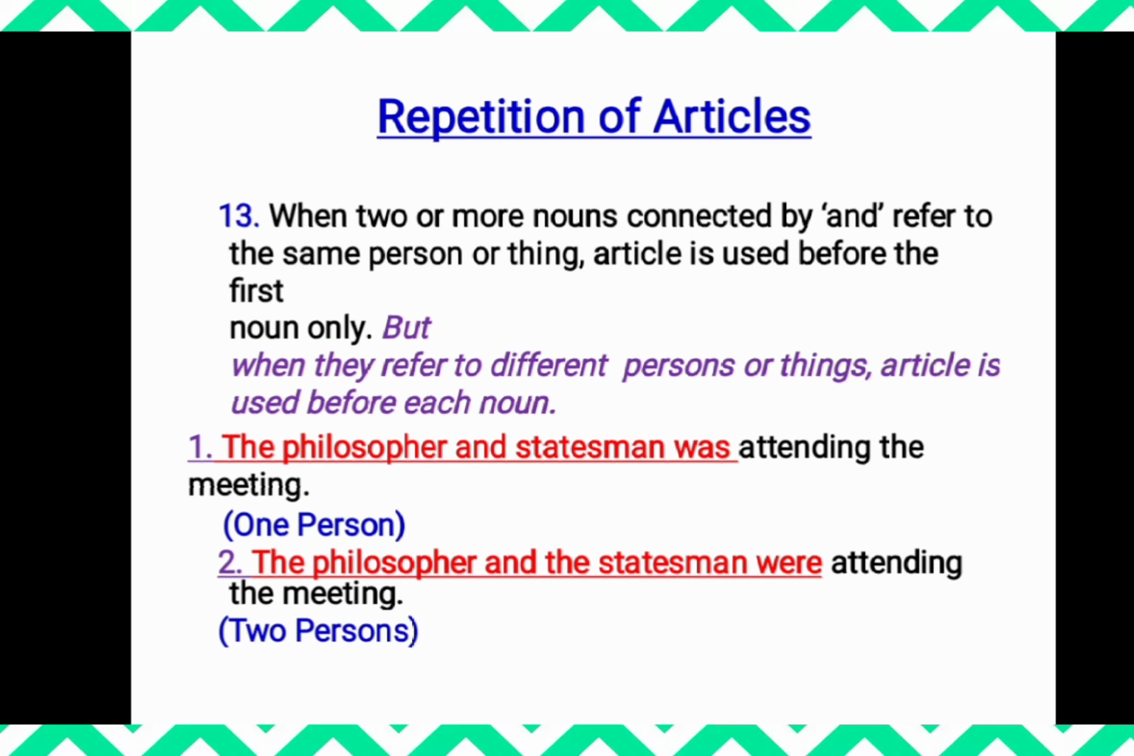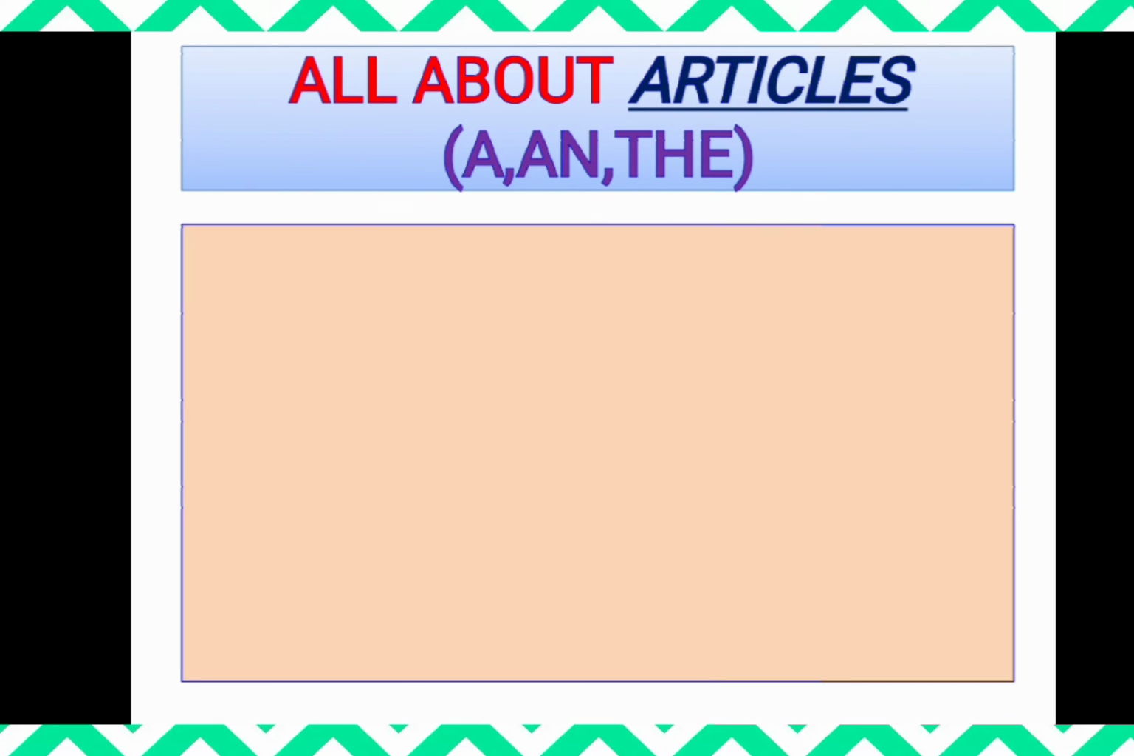Here there are two persons, and the article is used before each noun because they refer to different persons or things. Okay, that is rule number 13, the final and foremost rule of today's lecture regarding articles, definite and indefinite. That is all about articles. In today's lecture, I have discussed the mechanisms, the omissions, the repetitions, and the positioning of definite and indefinite articles in traditional English grammar.